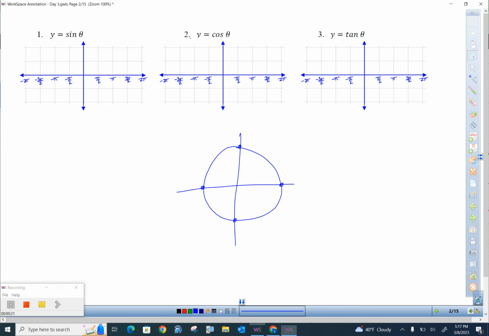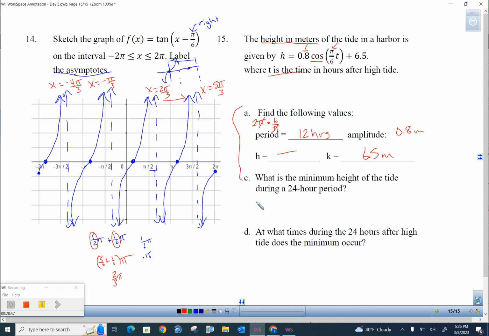So if we want to find the minimum height, we're going to go back to what we did over here, is we're going to talk about what our old max and min are based on the amplitude, and then apply the translation, the vertical shift. So we only care about the minimum, which means we would take this midline basically and go lower by that number. So negative 0.8 plus our shift. And that gives us 5.7 meters for our minimum height of this tide.